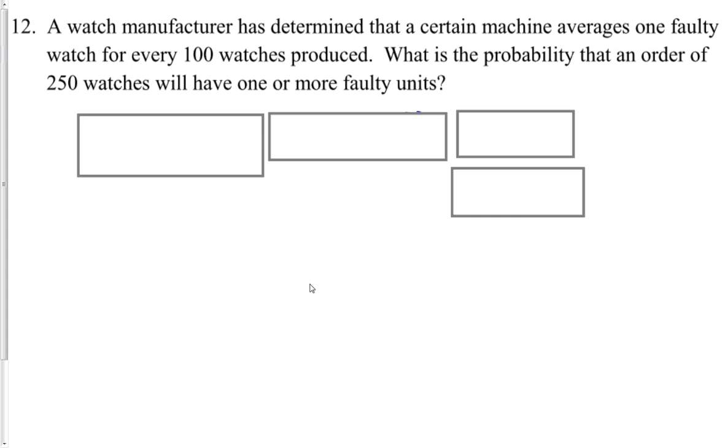We'd have to do probability of 1 plus probability of 2 plus probability of 3 until we get to 250, and then add all those numbers together. Well, that would take a long time. So how can we use complement to make it quicker?